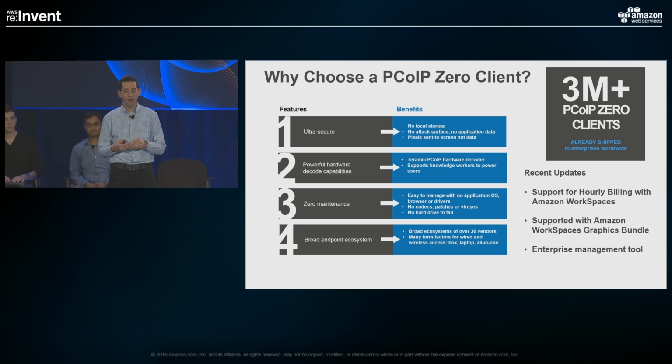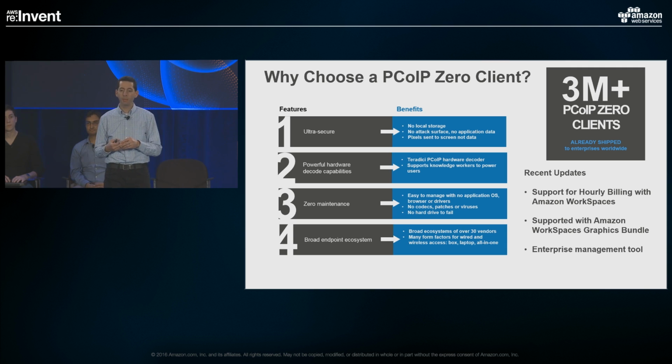The second tenet, the powerful hardware decode, is something that people really enjoy. It means you can use a Zero client for any level of performance, from a knowledge worker right up to a power user. And that's based on the hardware decoder that's found in that Zero client box.